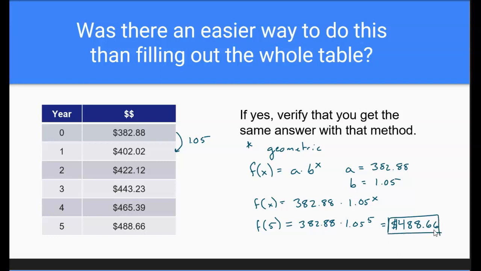Notice that's the same number we came up with when we went step by step. The only difference is we had to find the equation, but once we did that, we only had one step. We just put in year 5 and we can find the value. If we wanted to find year 20, we could just put in 20 for the exponent, or 100, or any number. And the equation makes it so much easier to get that number.